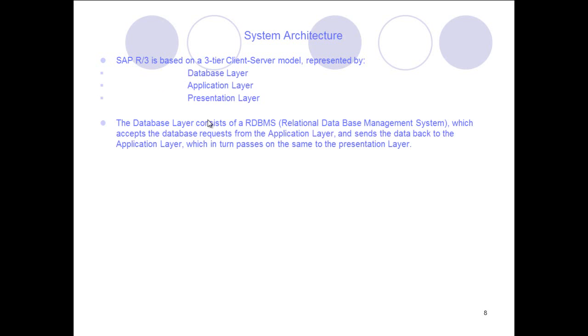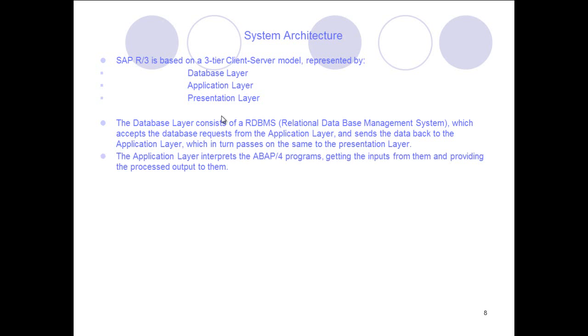So what is the database layer? It consists of an RDBMS, a relational database management system, which accepts the database requests from the application layer and sends the data back to the application layer, which in turn passes the same on to the presentation layer. The presentation layer is nothing but the GUI.